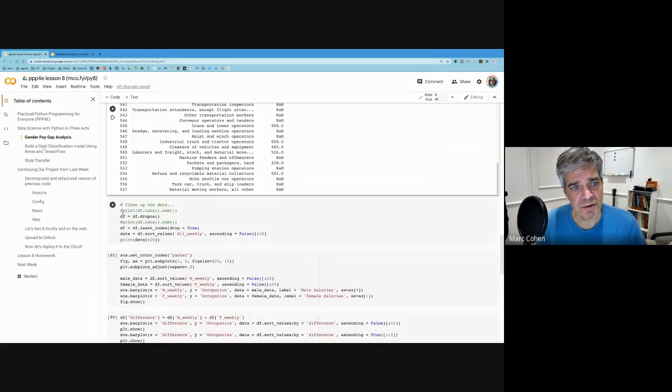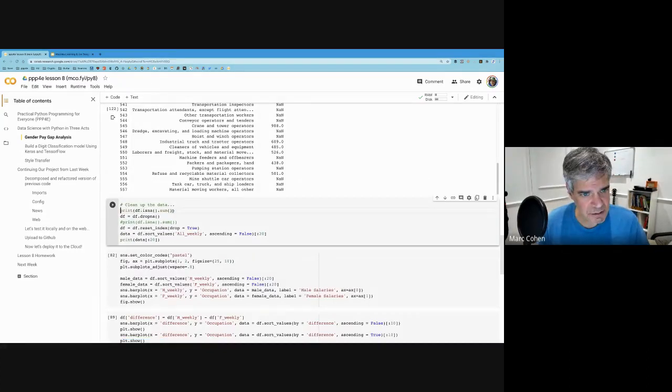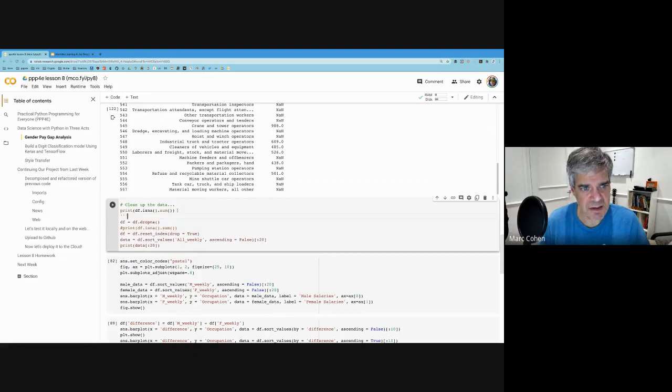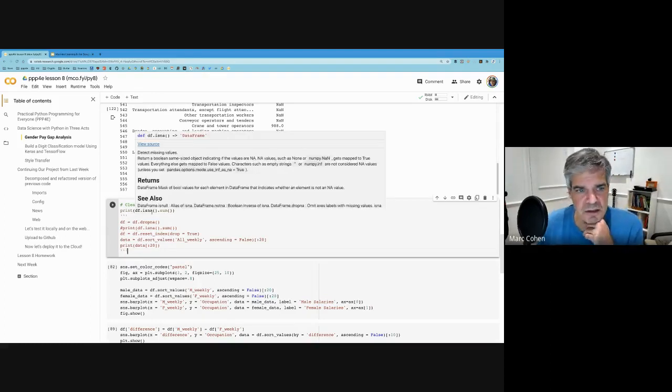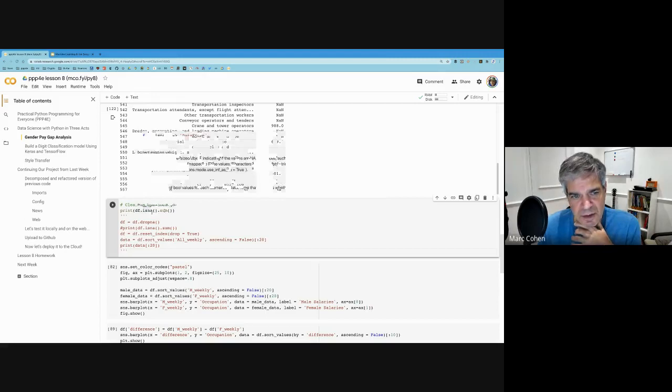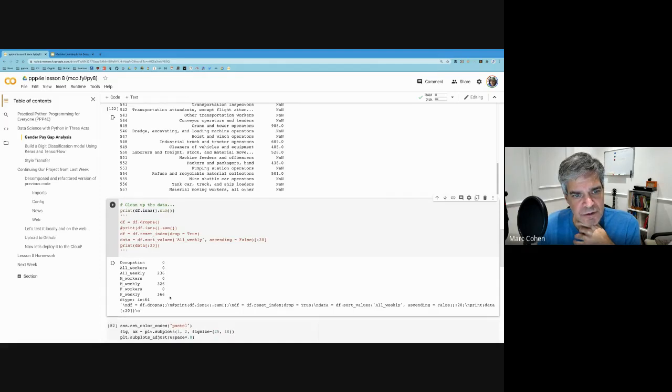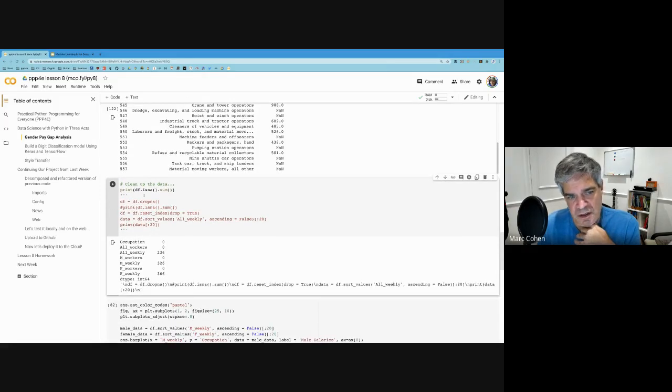So what we can do, for example, is let's just do part of this. Pandas data frames have a method called isNA, which means is that field null or not applicable, and then sum all the fields. So we're going to print the number of fields that have NAs and it does it nicely by columns right here. So we see occupation and all workers are fine, but all weekly has a few hundred. M weekly and F weekly also have over 300 NAs.